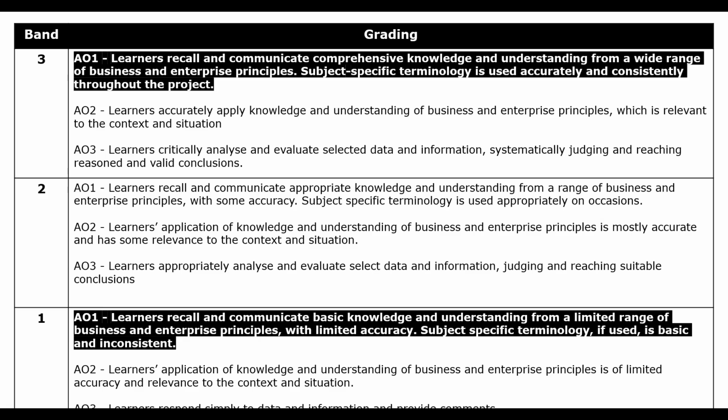In Band 1, for Assessment Objective 1, learners must recall and communicate basic knowledge and understanding from a limited range of business and enterprise principles with limited accuracy. And subject-specific terminology, if used, would be basic and inconsistent. Whereas in Band 3, for Assessment Objective 1, learners must recall and communicate comprehensive knowledge and understanding from a wide range of business and enterprise principles. Subject-specific terminology would be used accurately and consistently throughout the project. And the same principle is applied for each of the assessment objectives and the banding that can be given to determine the marks that are awarded.